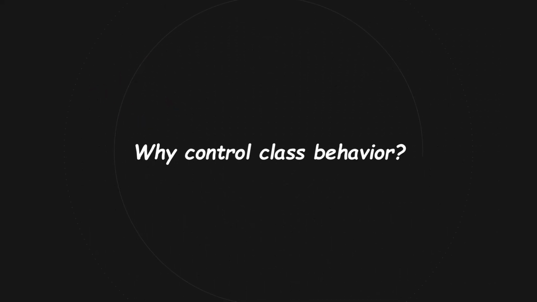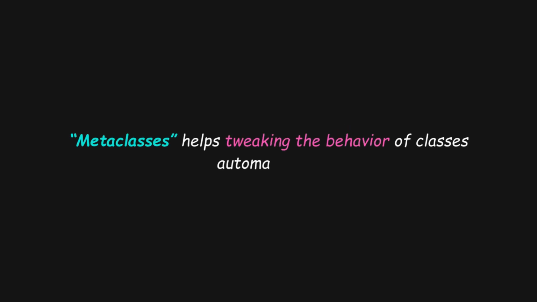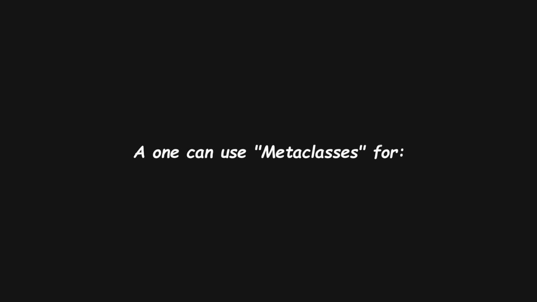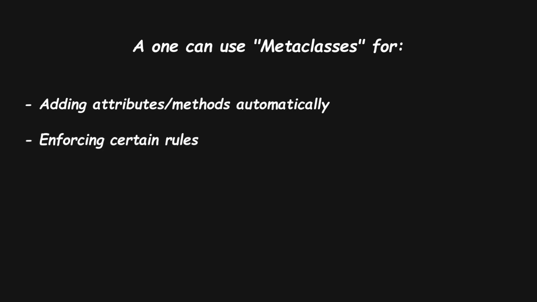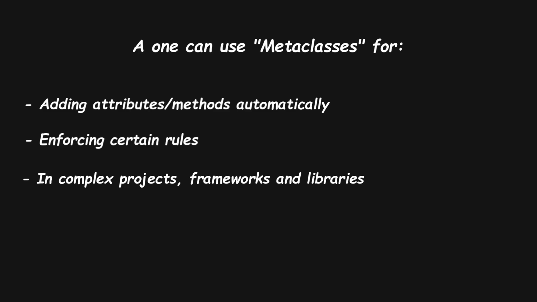So why would you even want to control how classes behave? Simple, for customization. With metaclasses, you can automatically tweak the behavior of classes when created. So, someone might use metaclasses for adding attributes and methods to the class automatically, enforcing certain rules across the class, or when creating complex projects, frameworks, and libraries.